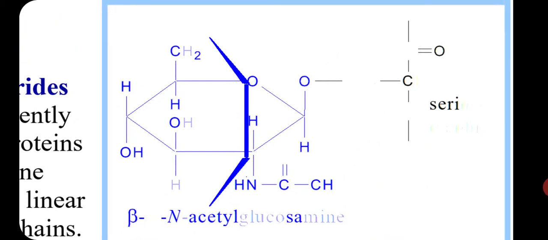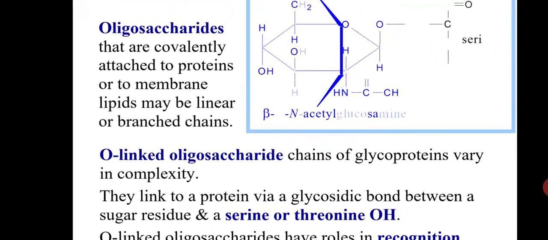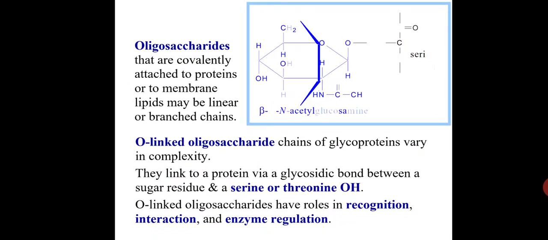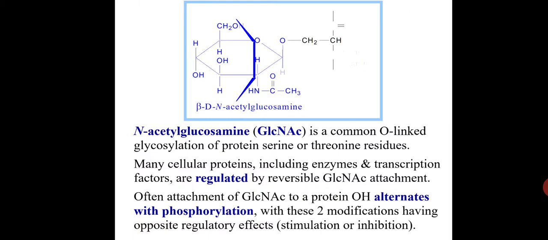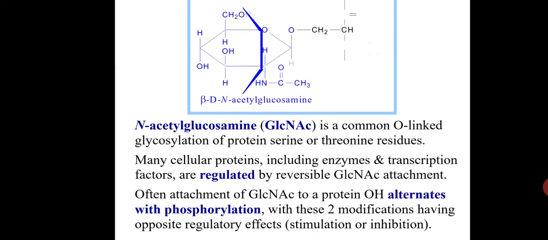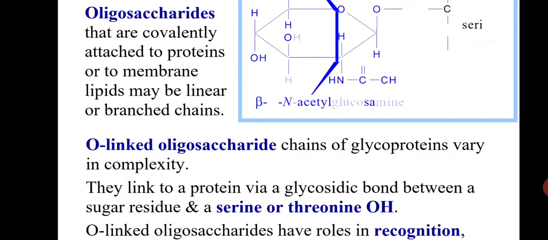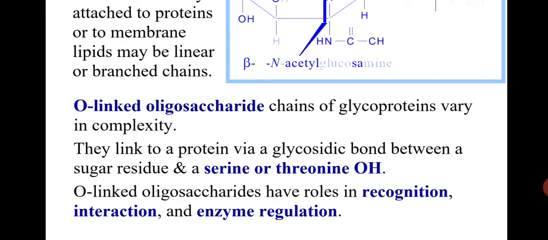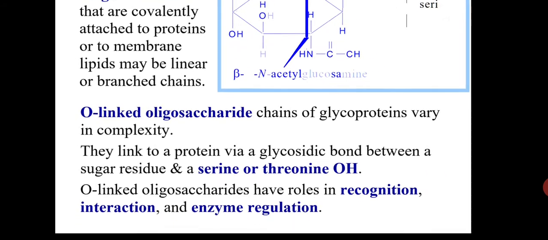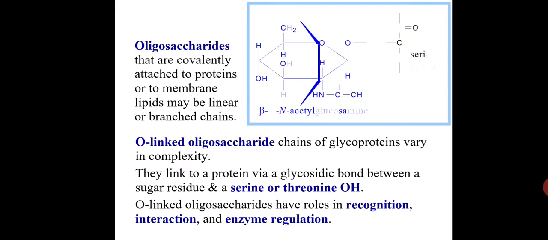Look at this, right? I'll be showing it. Yeah, look at this. So this is the association of serine. So when serine is associating itself at this position, I mean from the OH group of it, we call it O-linked oligosaccharides, O-linked oligosaccharide chains. It has a role in recognition, interaction and enzyme regulation. Don't forget this: recognition, interaction and enzyme regulation, and it binds with the OH group of serine.